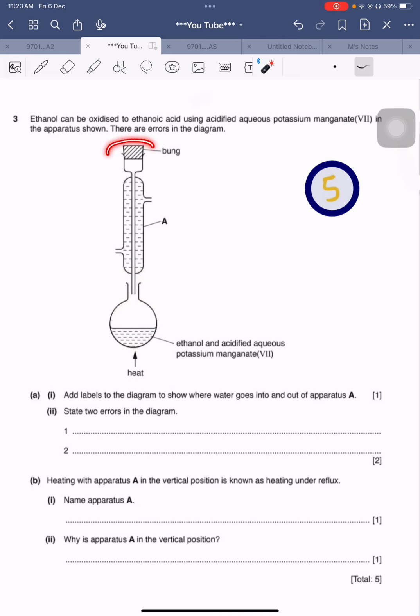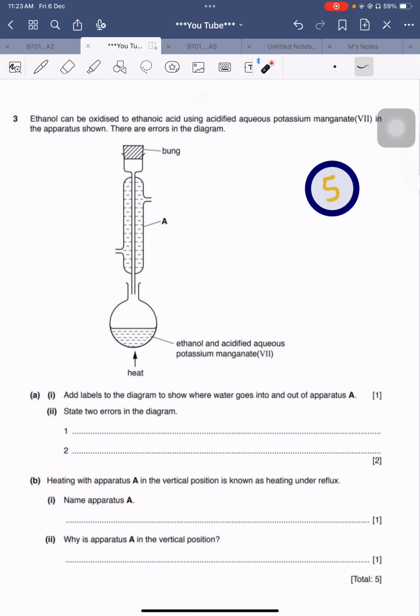Then there must not be a bung at the top. Why is it so? Because if the bung is there at the top of this whole condenser as well, how can the fraction go out of the condenser? So there must be an outlet for the condenser. If the condenser is closed from every end, how can the fractions go out?